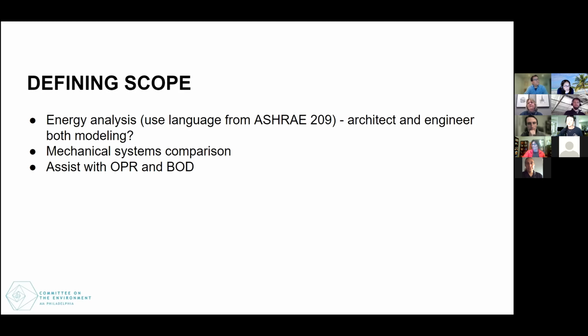And one of the first things that we noticed is that proposals and scopes coming from those engineers and energy modeling consultants varied wildly. So we put together a brief template that outlines some of the basic services that we would like to see included in these scopes. Those services include energy analysis, and we borrow some language from ASHRAE 209 to clarify what type of modeling we'd like to see. And our firm has some in-house energy analysis capabilities, so we always like to have a conversation early with these consultants to establish who will be modeling what.